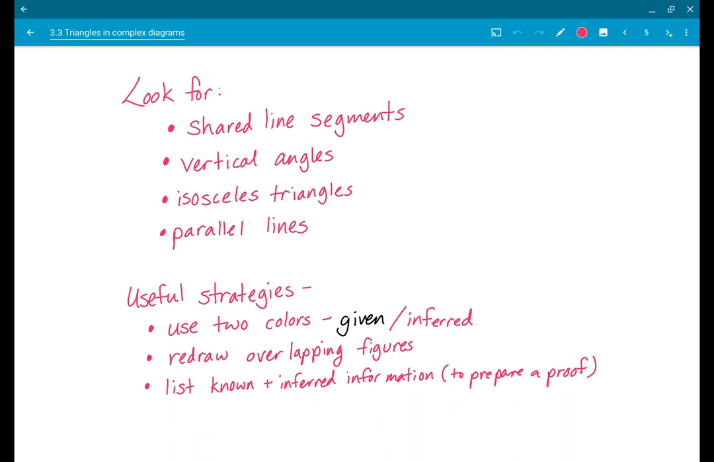You might want to use two different colors so you can tell what was given and what information you inferred. Because maybe you make an incorrect assumption, you can always erase your pencil markings. Redraw overlapping figures to help give yourself perspective. And if you're preparing a proof, it might be helpful to list your known information and what you inferred from that information. So because this is an isosceles triangle, this is the information I inferred from it being an isosceles triangle.